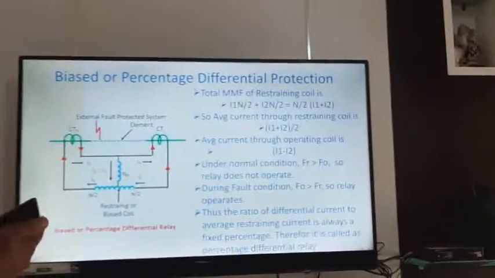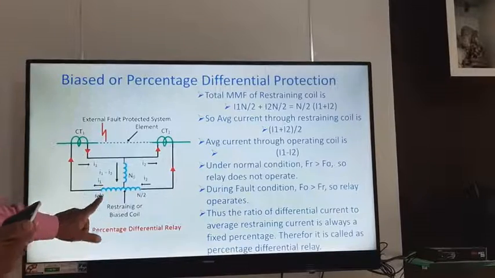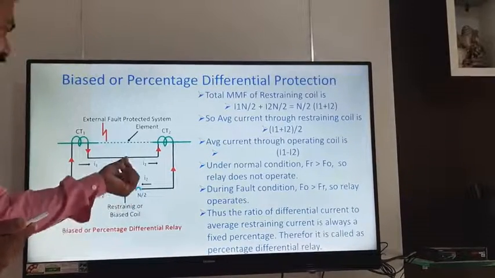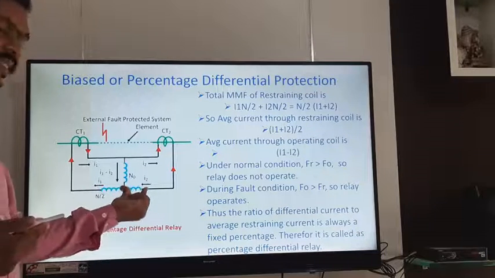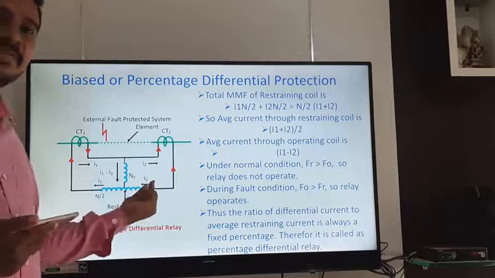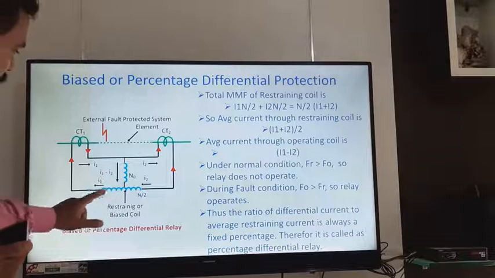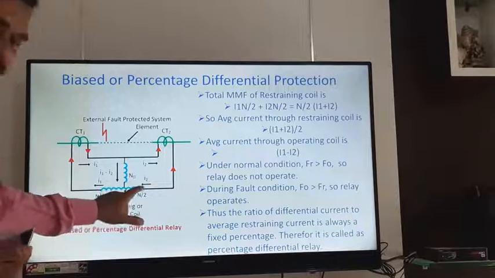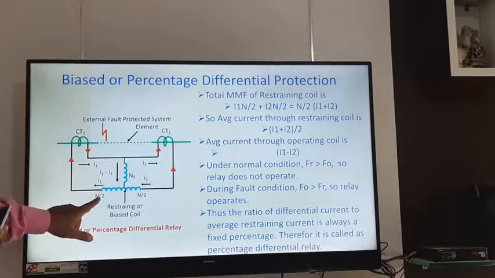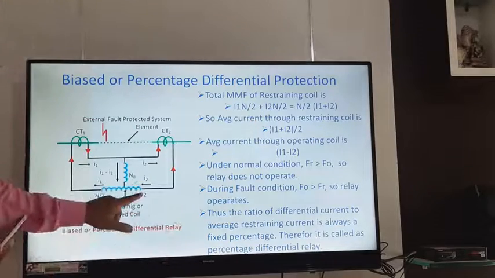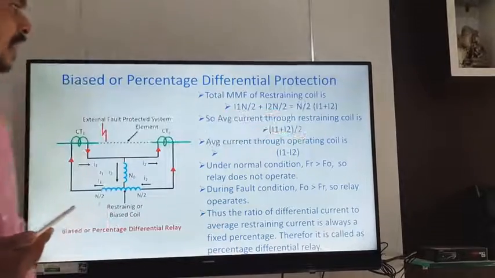So what happens? The total MMF of the restraining coil is I1 N by 2, because the operating coil is connected at the mid of the restraining coil. So this is N by 2 turns, this is N by 2 turns, and the whole is N number of turns. The I1 current flows through this N by 2 turns, and the I2 current flows through this N by 2 turns. So the total MMF of the restraining coil is I1 N by 2 plus I2 N by 2, which is N by 2 into (I1 plus I2).